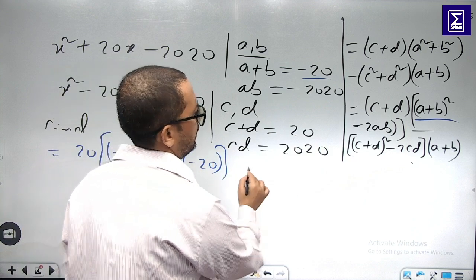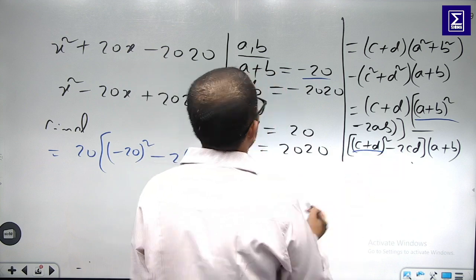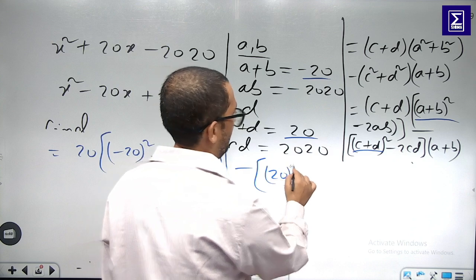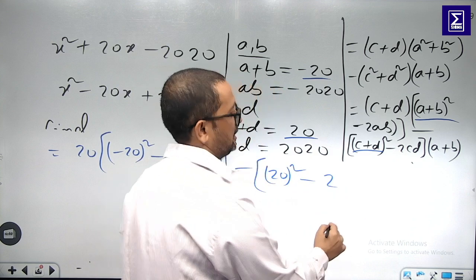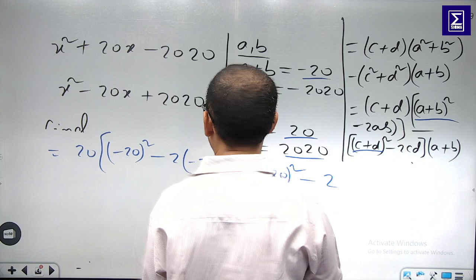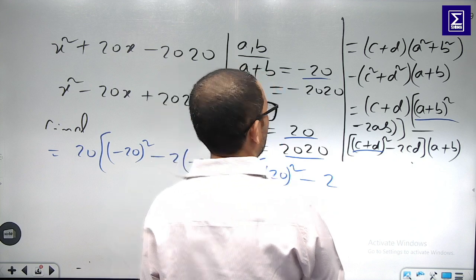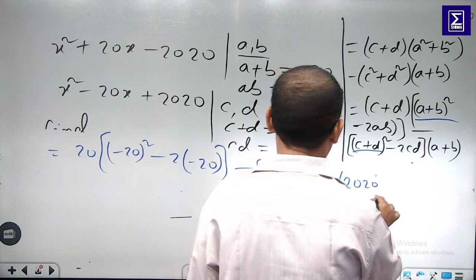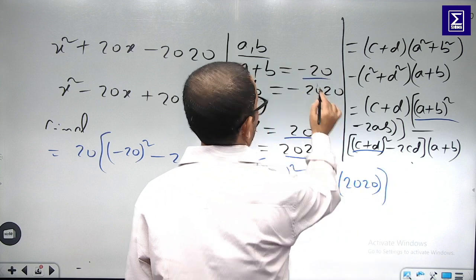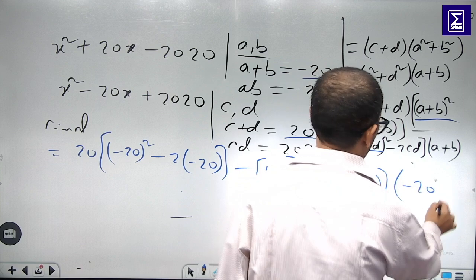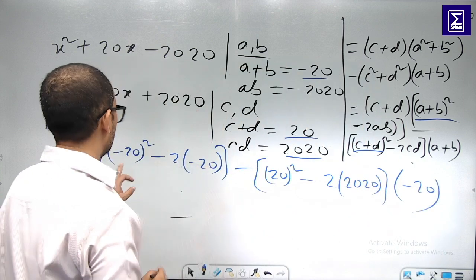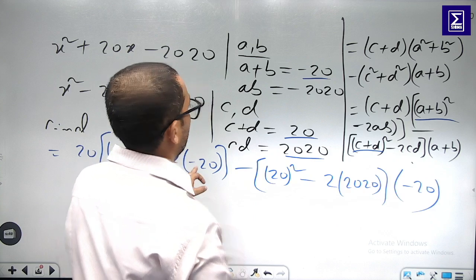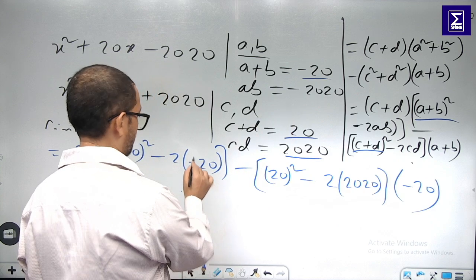And then again minus, and c plus d. So c plus d is 20, so 20 square, and minus 2 times cd. So cd is 20. So 2 times 20, and here a plus b, that is minus 20. So here we put it minus 20. And in this case, minus 20 square we have taken c plus d, and twice ab. Twice ab is 20. So here it is 20.